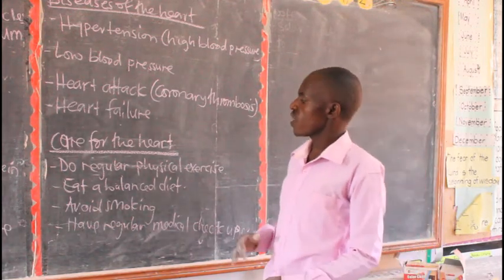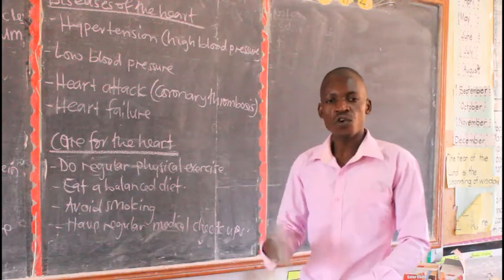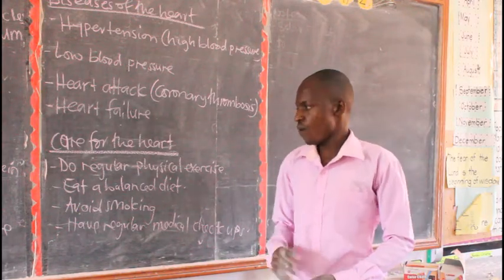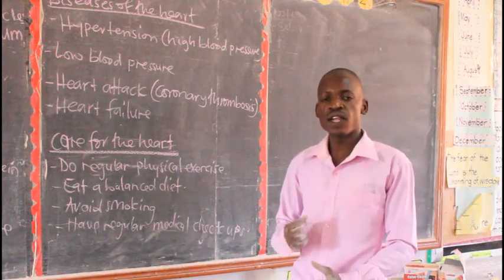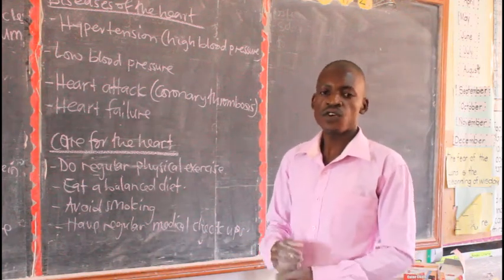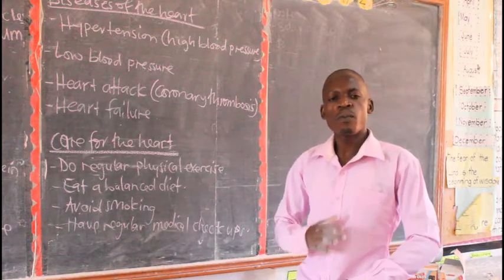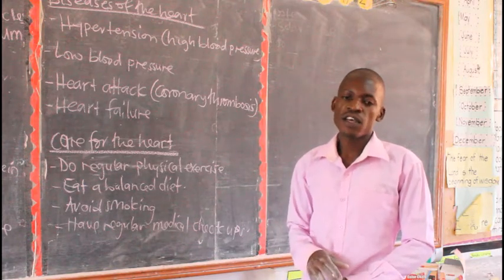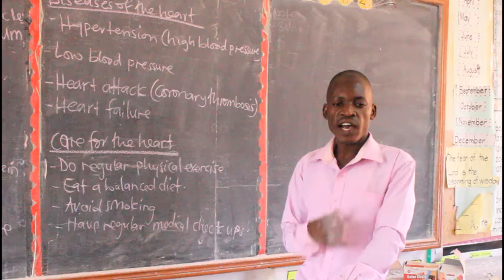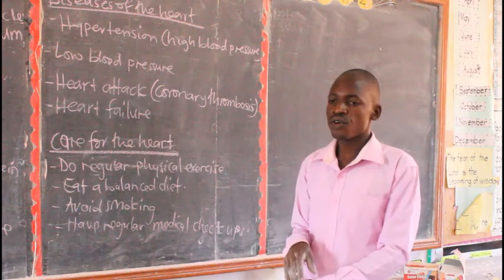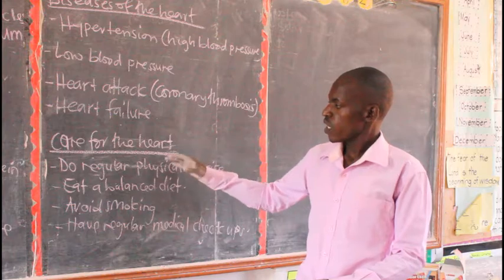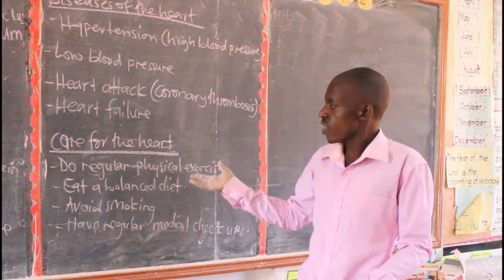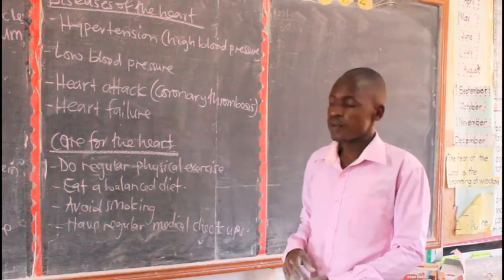Now, how can we care for the heart so that it can continue to work properly? One, do regular physical exercise. Physical exercise also helps to burn the fats in the body. The fats which accumulate around the heart or around the blood vessels are broken down. If they break down, automatically you are reducing some of these problems.